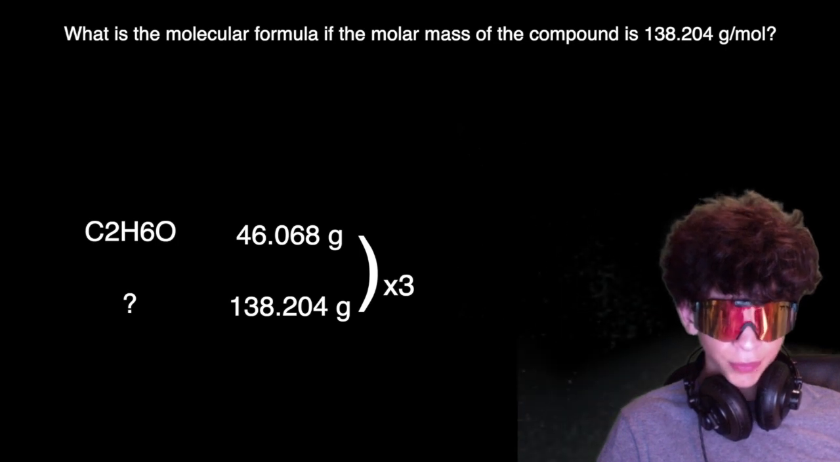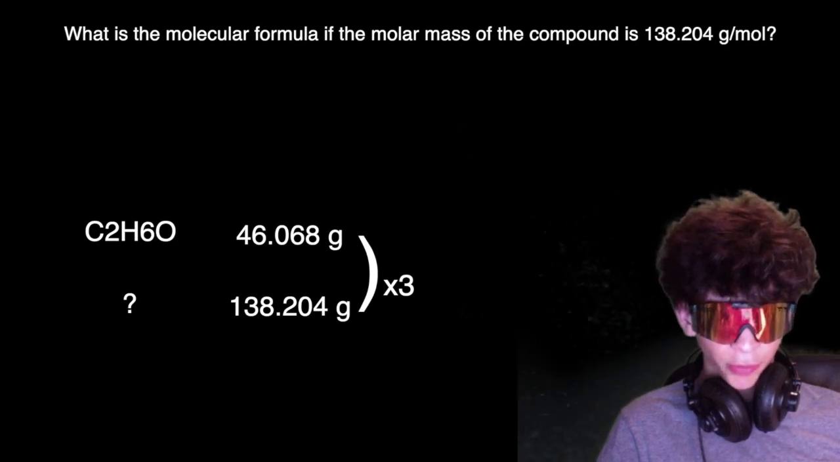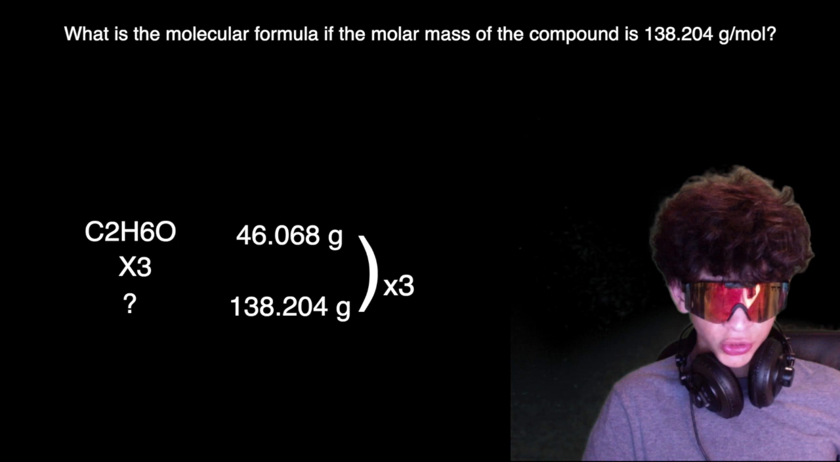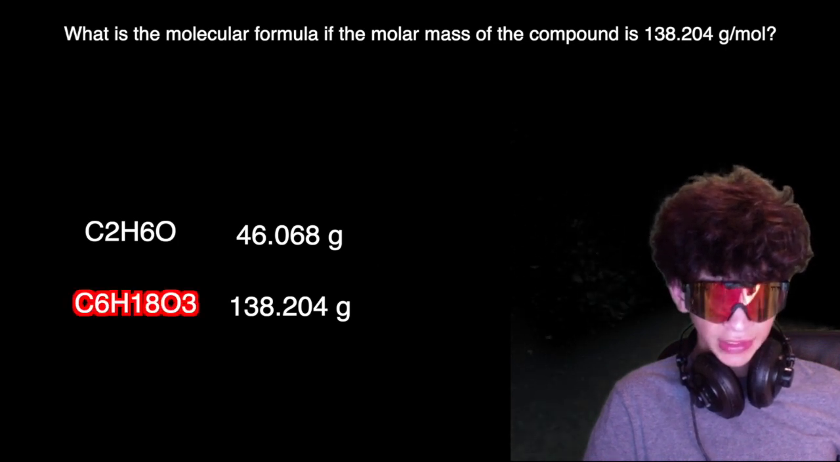Now, multiply each of the elements in the empirical formula by 3, which should give you the molecular formula, which is C6H18O3. You can double check by entering this all into a calculator, like so, and yeah, it gives you an atomic weight of 138.204 grams.